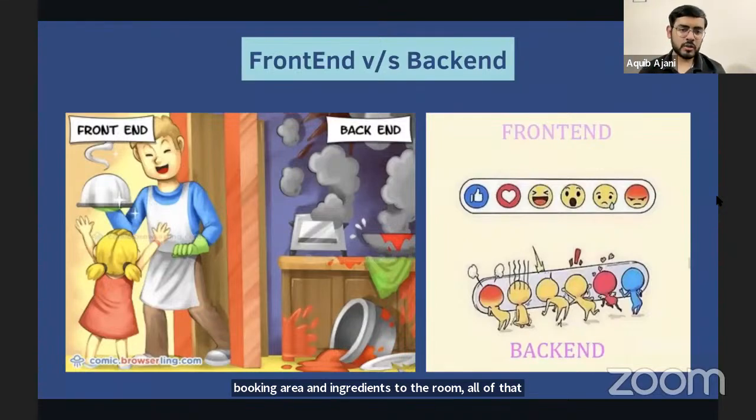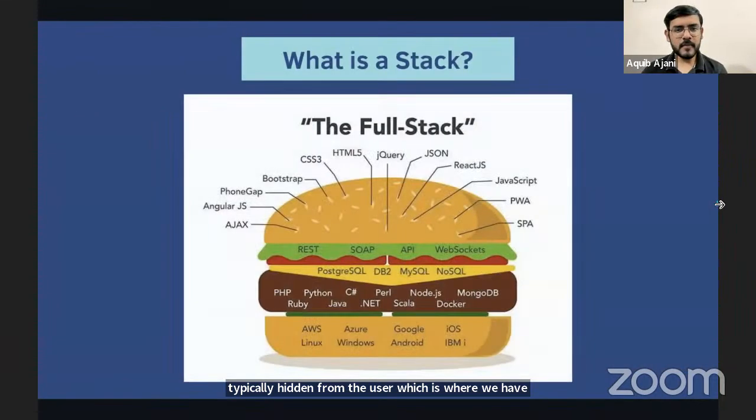So in a similar way for a website also, front end is everything that is visible to the user. Or to be more precise, front end is something that the users can interact with. Right, front end is something that the users can interact with, and then back end is something which is typically hidden from the user, which is where we have all the logic and the functionality. Right, so again, that's what front end and back end mean. Then we move to the next term, that is stack.